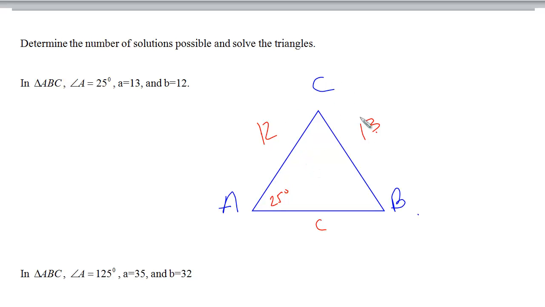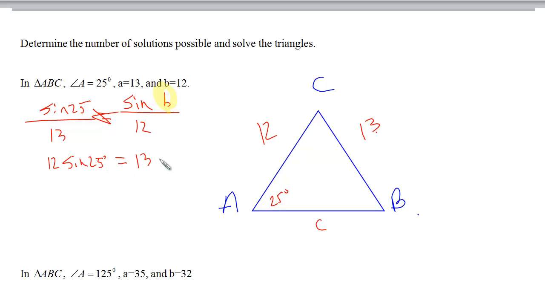So again, to set this up, we do the same things. I'm going to say the sine of 25 degrees compared to 13 is equal to, in this case, the sine of B over 12. So you see the information missing is a little bit different now. Now we're trying to solve for angle B instead of a side length. So we still cross multiply, and I get 12 times the sine of 25 degrees is equal to 13 times the sine of B.